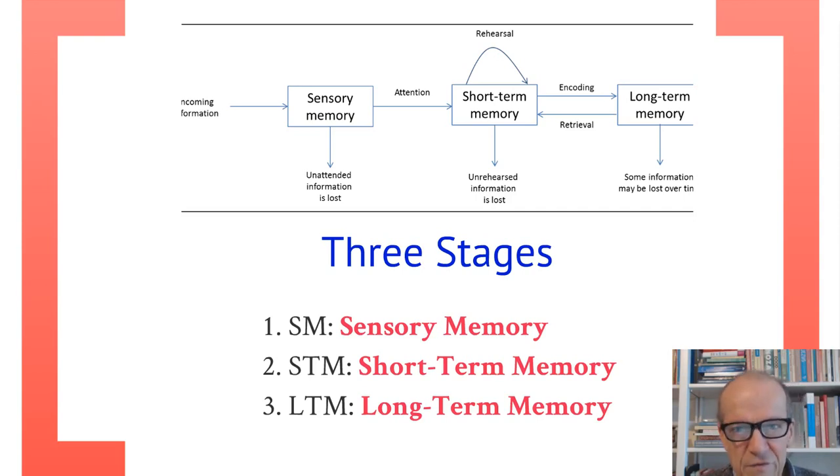So this maintenance rehearsal process needs a lot of attention, is a very effortful process, and you have to constantly keep your attention focused on the rehearsing in order to be able to reproduce the number when you have arrived at the telephone. Now, that's an example of maintenance rehearsal as it is done in order to keep information in short-term memory.